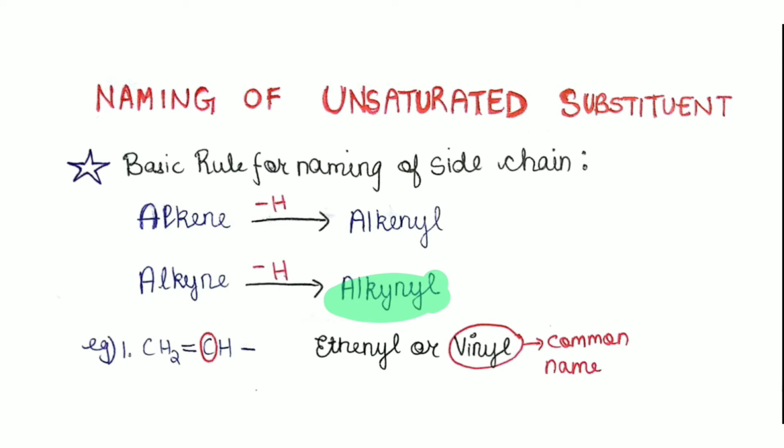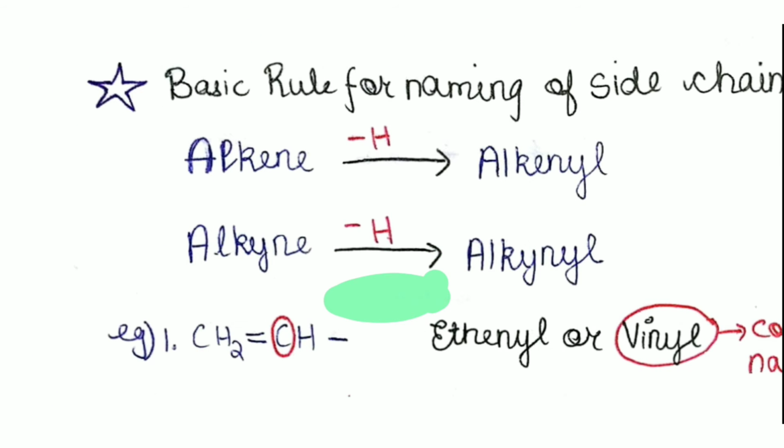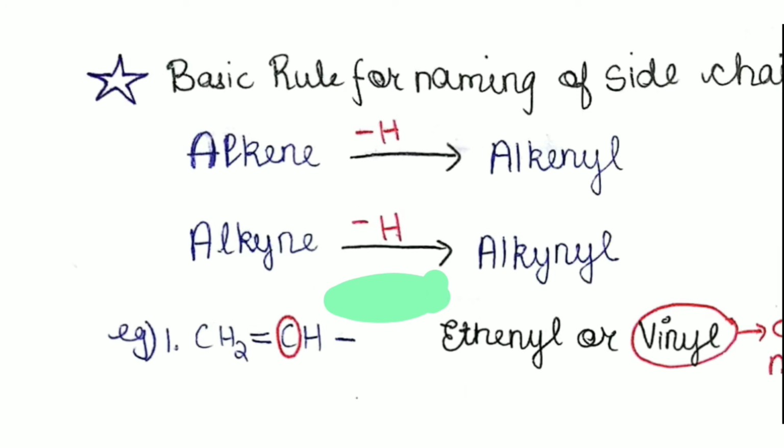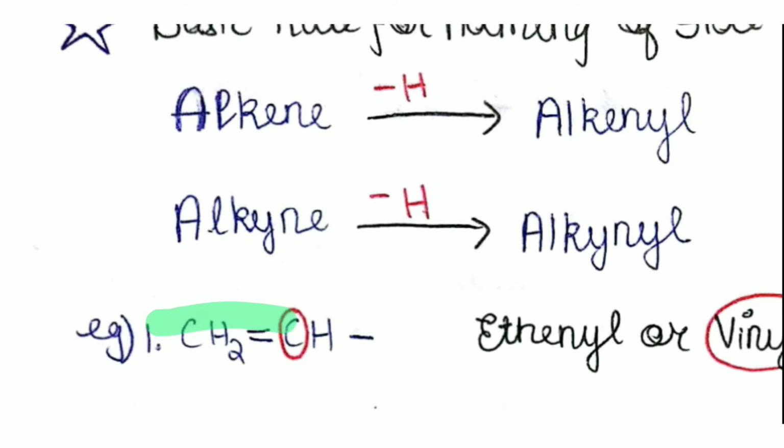If you see some compound which has a molecular formula similar to that of an alkene or an alkyne, just the difference is in the number of hydrogen atoms, with one less hydrogen atom in the formula, then you will have to understand that this is nothing but the unsaturated substituent. An example here is this substituent, which has the formula C2H3. If it would have been C2H4, then it would have been ethene.